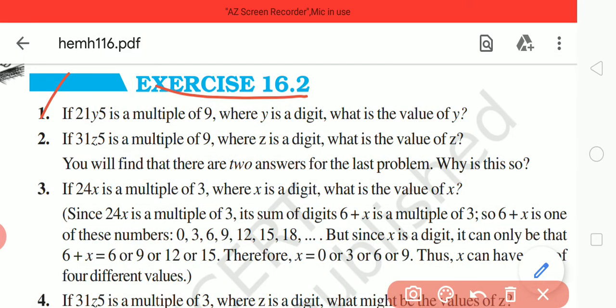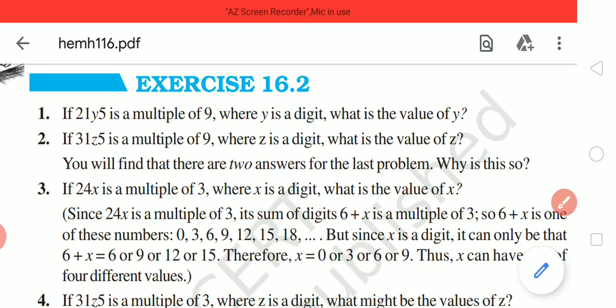Let the first question be 2 1 y 5. We have to find the value of this variable y so that the whole number is divisible by 9, where y is a digit. A single digit means a number from 0 to 9. What is the value of y?